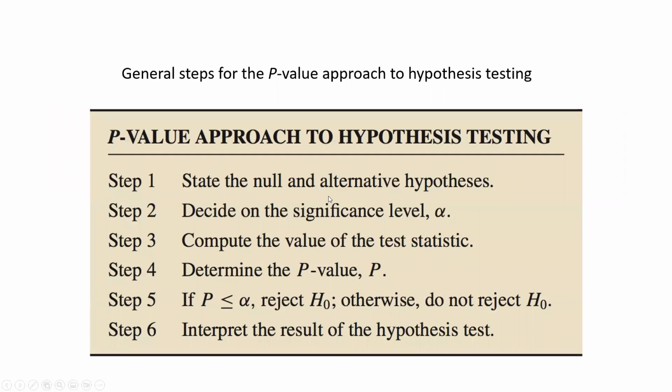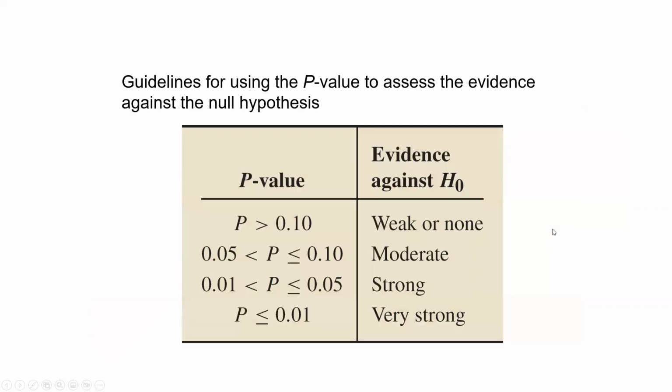So this is just a quick overview of the 6 steps that we've been discussing. This is from 210. All this material really is from 210. Just reviewing what you've already done before. One thing that you may or may not use very often is just a description of how weak or strong the evidence is against the null.